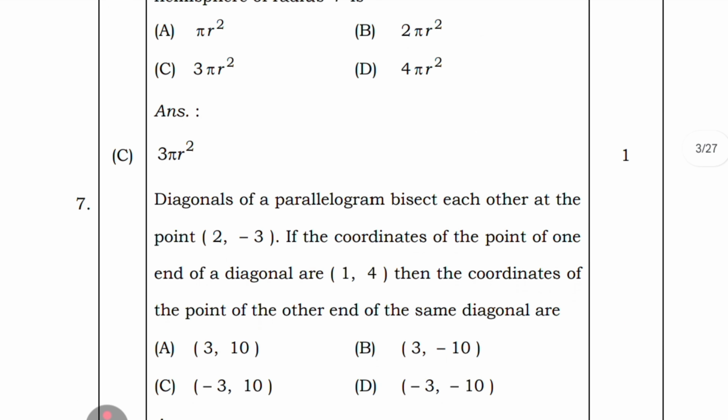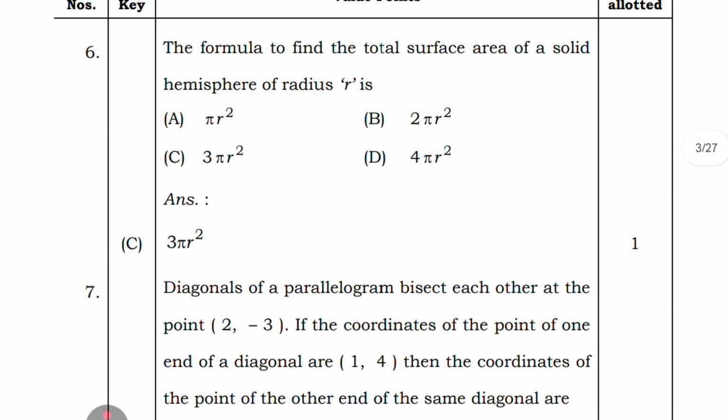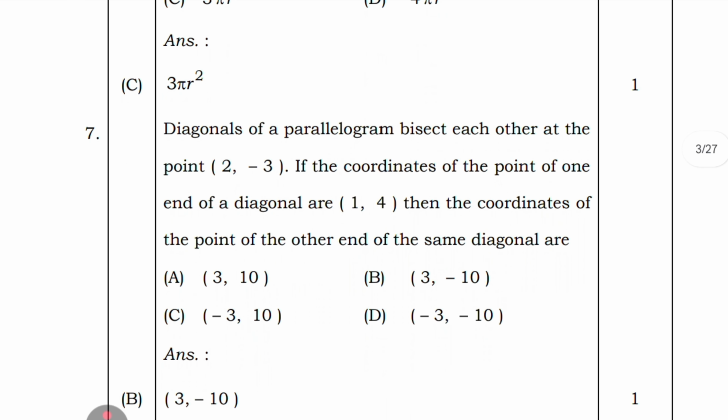Coming to the sixth question, the formula to find the surface area of the solid hemisphere of the radius r is. Go through all the formulas in the surface area and volumes lesson. So the formulas are very important to solve the questions as well as they are important in the MCQ also. So the answer is 3 pi r square.